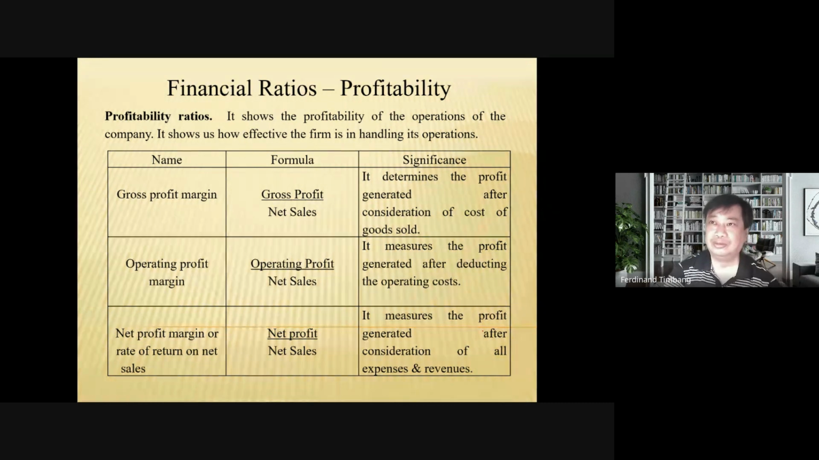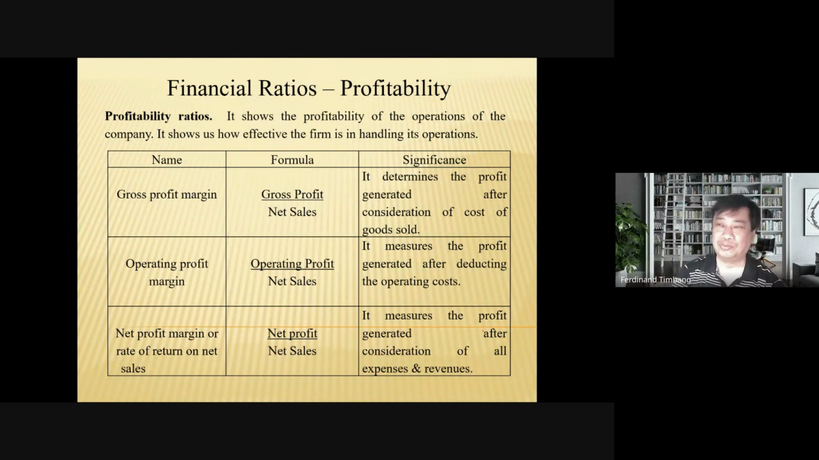Okay, so anyway, for the profitability, meron tayong tinatawag na gross profit margin, operating profit margin, net profit margin. So dito, pinapakita lang ng mga formulas na yan actually yung capacity ng firm to generate profits. And from there, you can also determine if the expenses are too much, or if, let's say, the sales is too low.